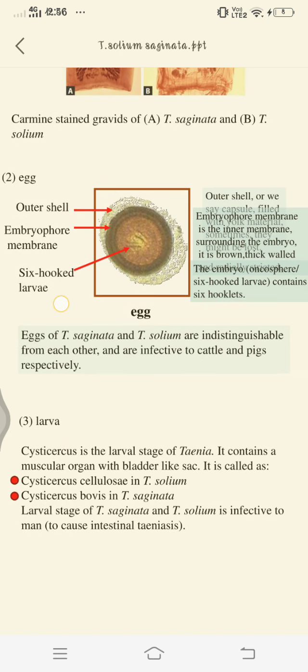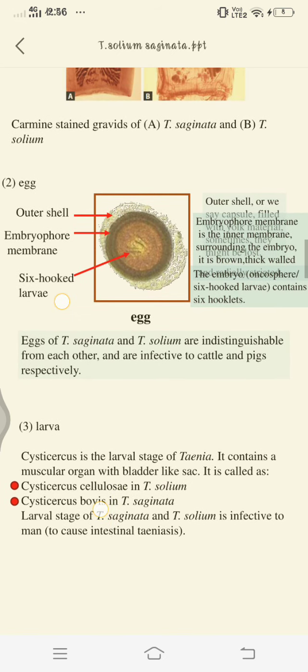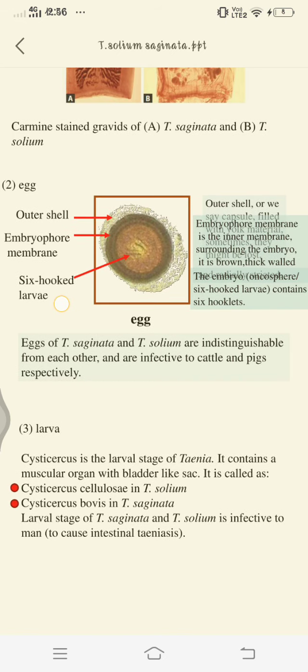It is the larval stage of the Taenia, of course, both saginata and solium. It contains a scolex with a bladder-like sac. It is called Cysticercus cellulosae in solium, and Cysticercus bovis in saginata. So what is the infective form in solium? Then we need to say Cysticercus cellulosae. What is the infective form in saginata? Then we need to say Cysticercus bovis.